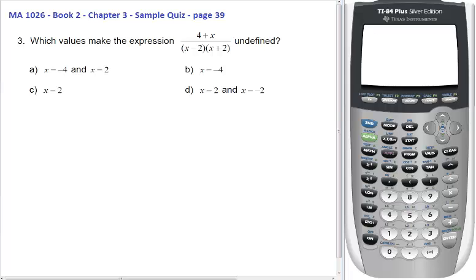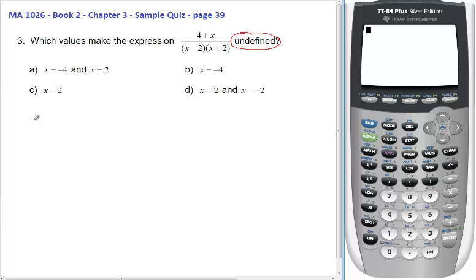Today, students, we're going to look at the solution to multiple choice number 3, Book 2, Chapter 3. That's a sample quiz, 5 multiple choice in this one, and we're going to look at the solution to number 3. It says, which values make the expression (4 + x) over (x - 2)(x + 2) undefined?